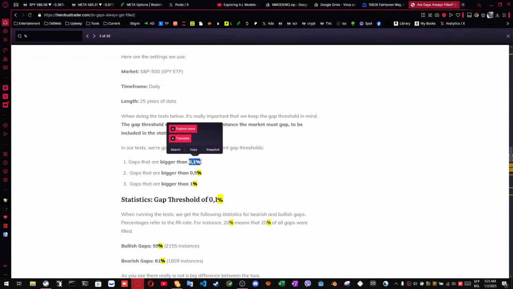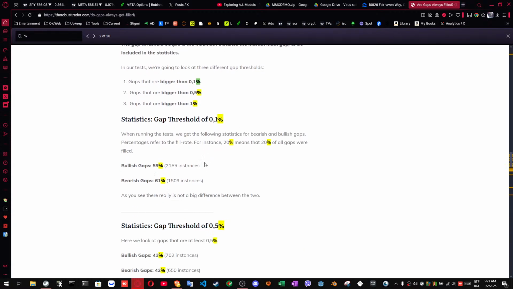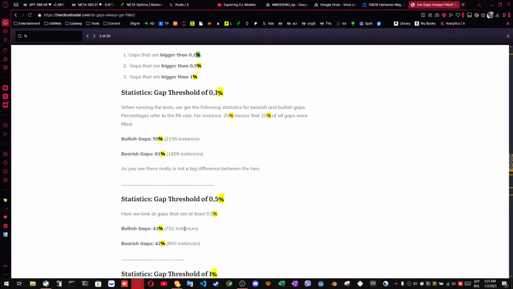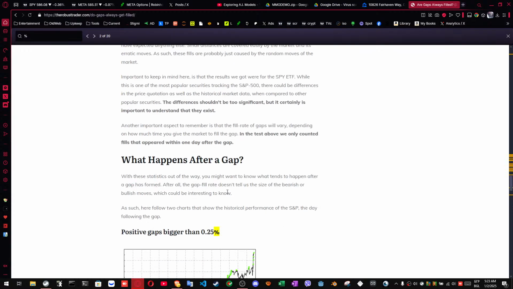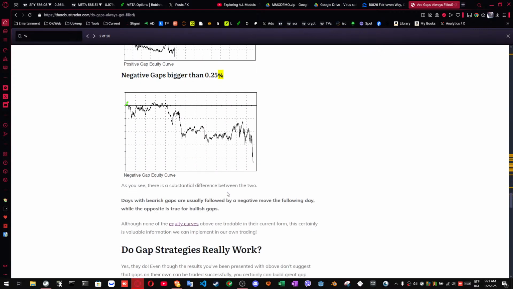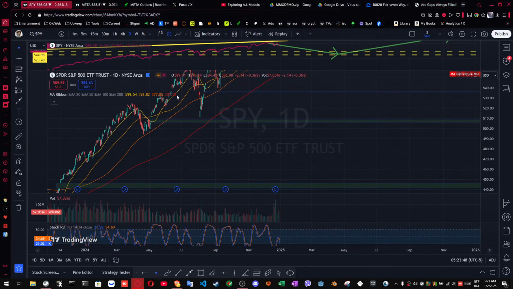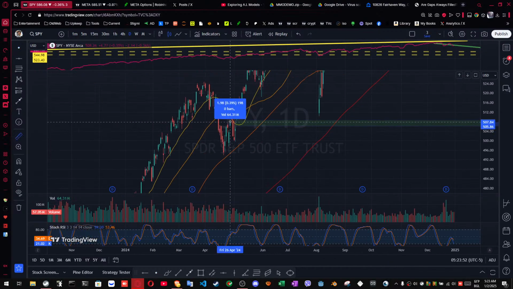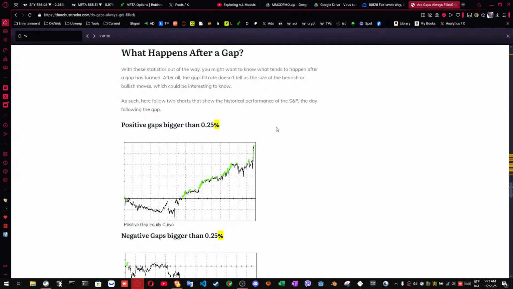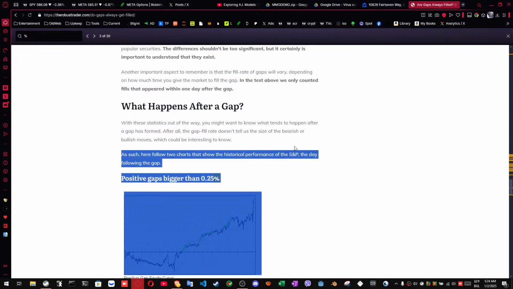Gaps bigger than 0.01%. In our test, we're going to go back and look. Bullish gaps 59, bearish gaps 61. Okay. Depends on the size of the gap too. The bigger the size, the higher the chance it's going to fill. That's a 0.6. Positive gap bigger than that. Positive gap bigger than that.